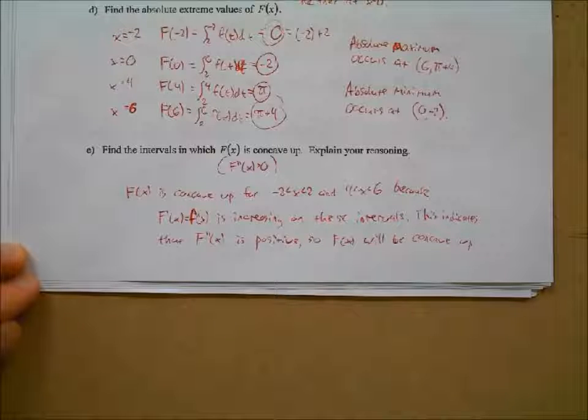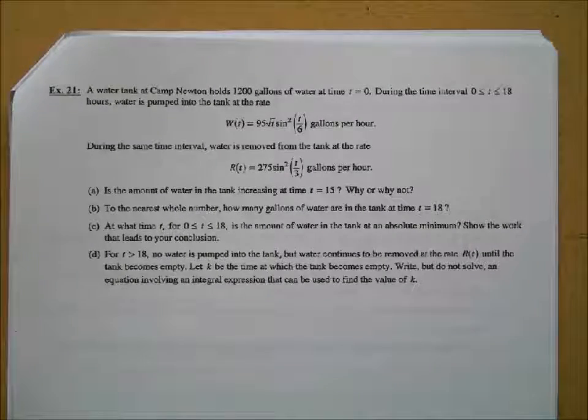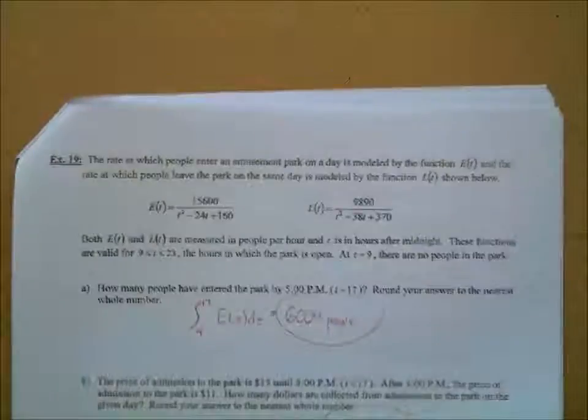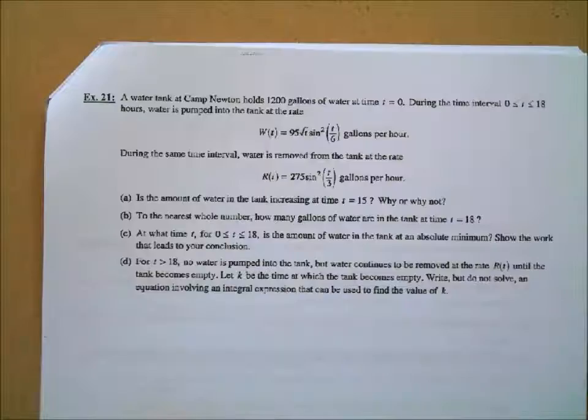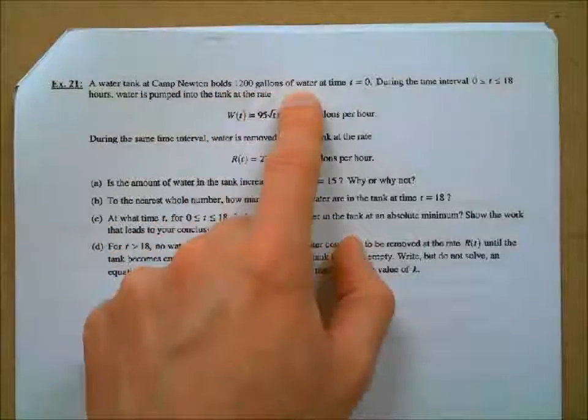Okay. So for 21, I'll read through it here with you, and then I'll have you guys give it your shot, and then we'll come together afterwards and go over it. All right, so let's take a look at 21. It is more akin to that amusement park problem that we did, where you had people entering and exiting. Keep that in mind. It's not so much like this one where we have a graph. Okay, so we've got a water tank at Camp Newton that holds 1,200 gallons of water at time t equals 0.